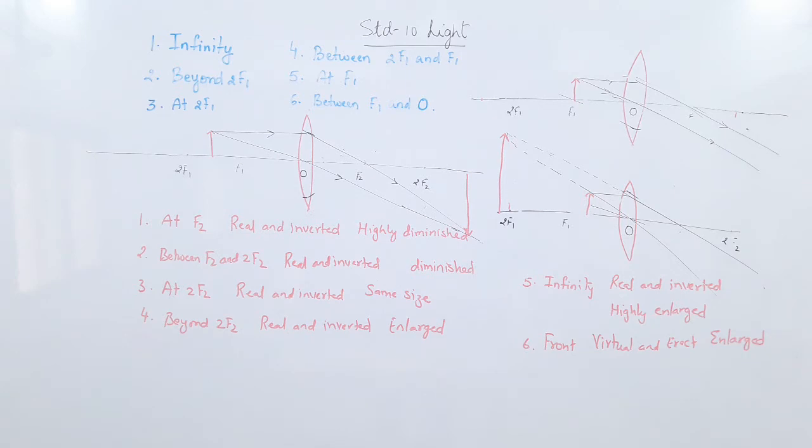As you bring it near, between 2F1 and F1, that is now the figure on the board, the image was formed beyond 2F2, real and inverted and enlarged. In the fifth case, when the object was at F1, the image is formed at infinity, but because it is on the other side of the lens, it is real and inverted and highly enlarged. And the sixth case, when the object is between F1 and O, the image is formed on the same side, in front, means on the same side of the object. It is virtual and erect and enlarged.